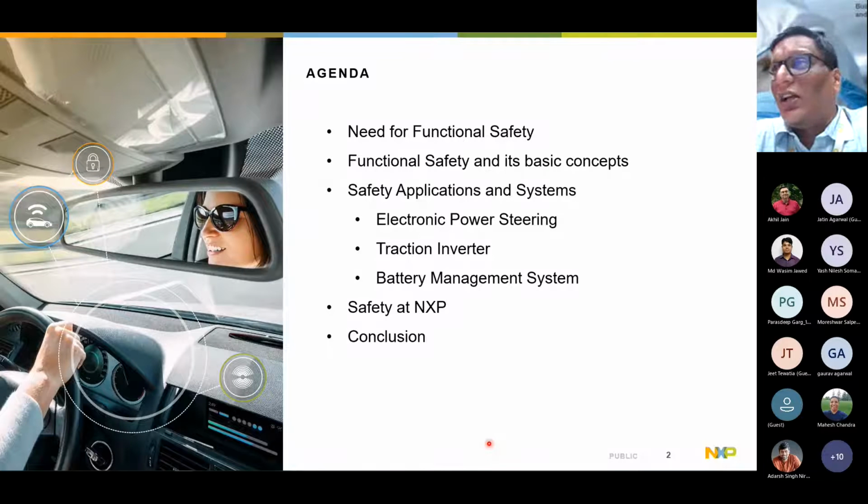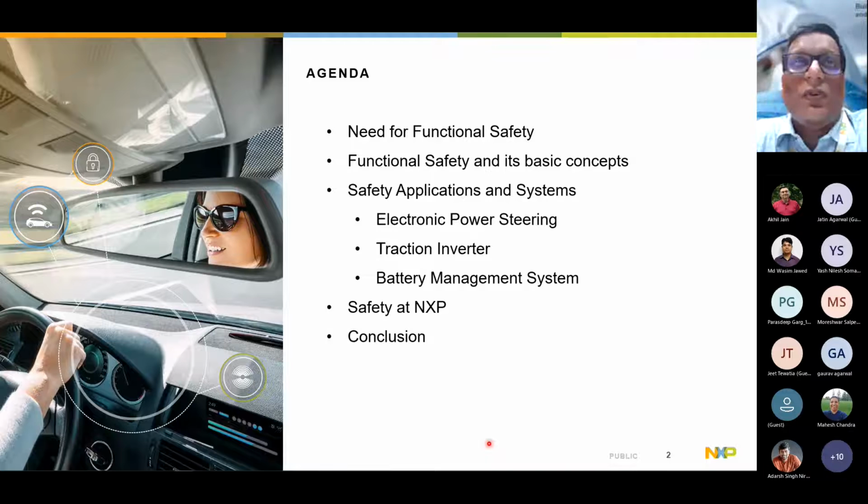We'll then jump into the three applications that I prepared for you. All three are automotive applications: the electronic power steering, the traction inverter, and the battery management system. All three are safety related applications. If any of these three fails, then your car will not work correctly. For all these three applications, let's look at how a safety engineer would look at these systems, think about what additionally needs to be done to prevent a malfunction, and what the procedure is for doing this. Then I will talk about what we do at NXP for functional safety.